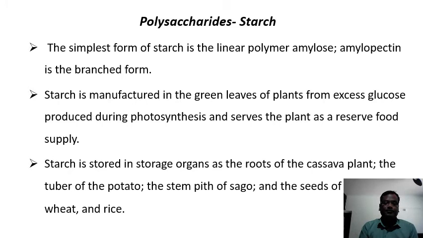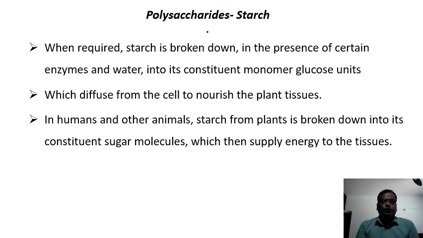the plants. Now, starch is stored in storage organs such as roots of the cassava plant, the tuber of the potato, stem pith of sago, and the seeds of corn, wheat, rice, etc. So, as I already told you, it depends upon the plant. When required, starch is broken down in the presence of certain enzymes and water into its constituent monomer glucose units.